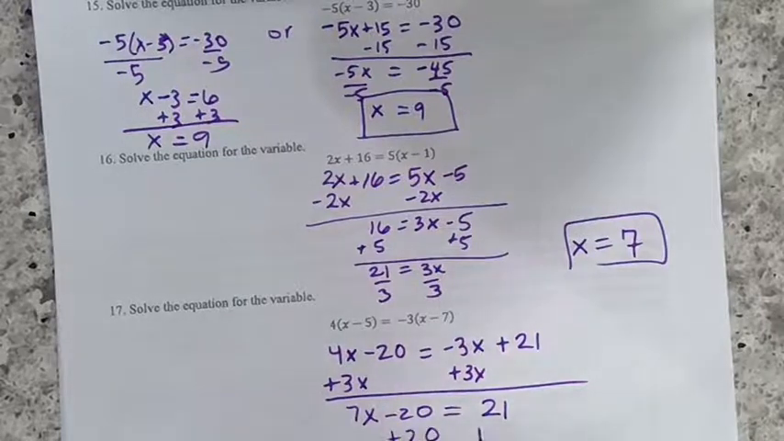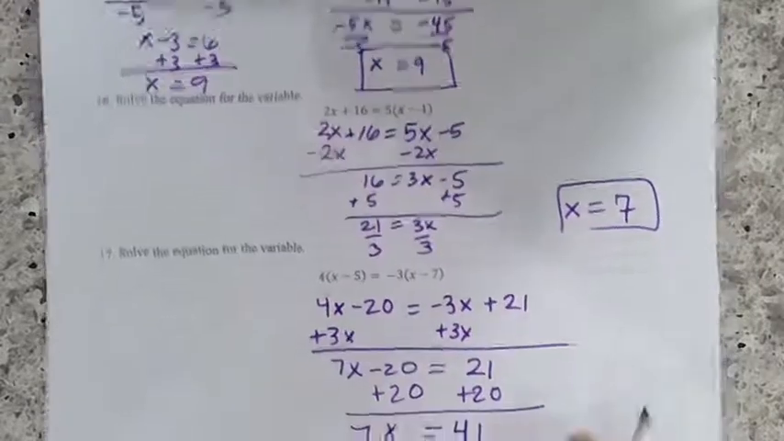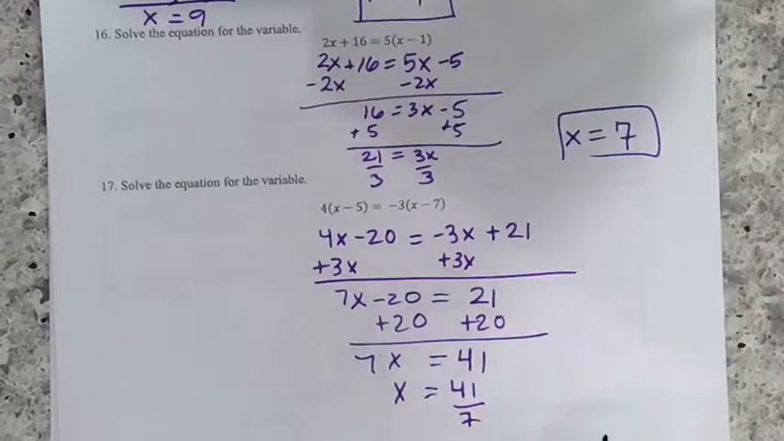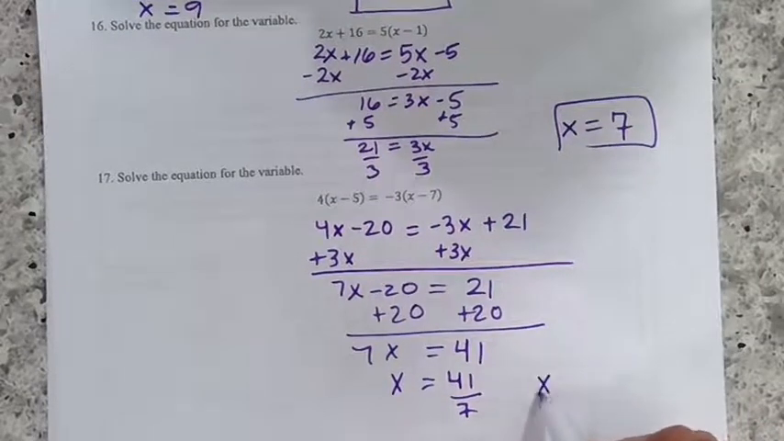Add 20. X is equal to 41 over 7. Now that's your answer, but you have to be careful because on the test, it'll be multiple choice, and you won't have 41 over 7 as an answer. I'm going to reduce it to X is equal to 5 and 6 sevenths.